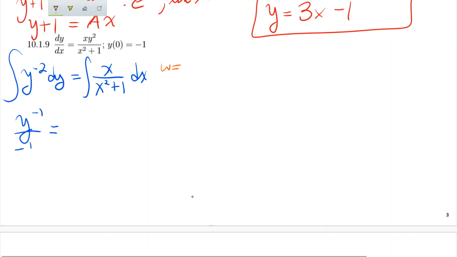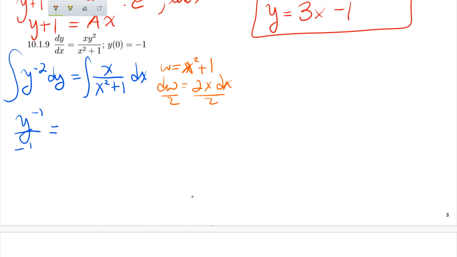So let's change it up. w is x squared plus 1. And then dw will be 2x dx, and I'll divide by 2. So here I'll end up with a 1/2 integral of 1 over w dw. So let's go ahead and rewrite this a little bit. So this is negative 1 over y equals 1/2 the natural log of w plus c. I'll replace the w in a minute.